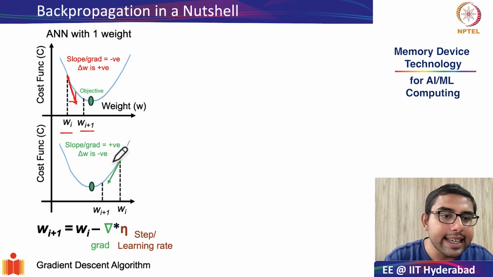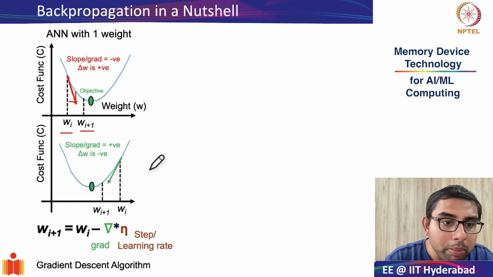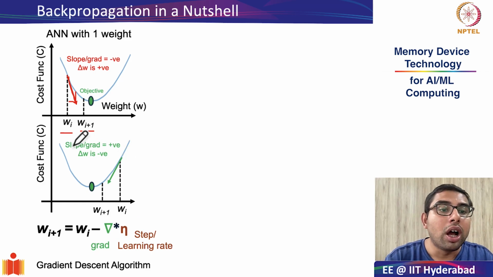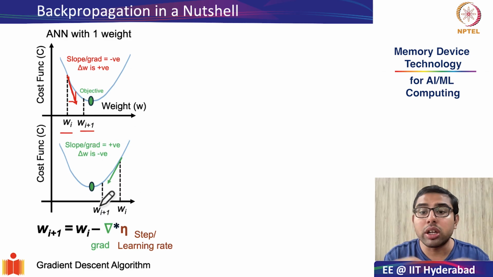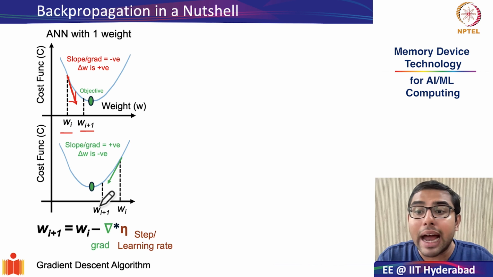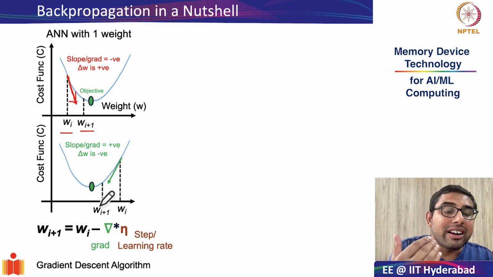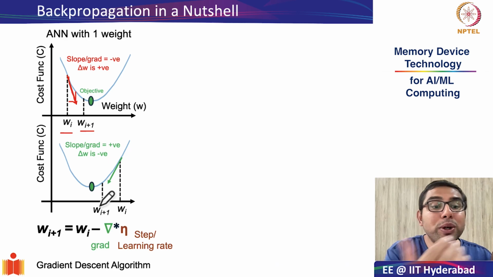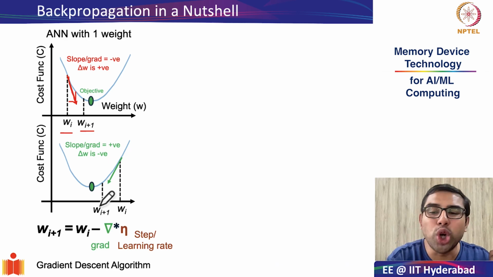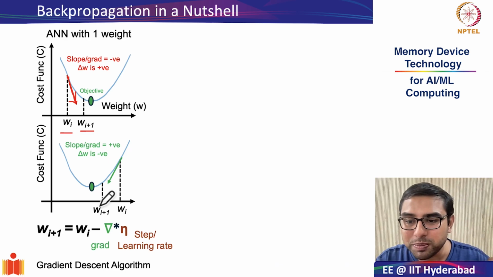However, as you can see in the image below, if the gradient of the slope is positive, then the weight update is negative. So what did I essentially say? That the direction of update of the weight is opposite to the direction of your slope. Why is this the case?